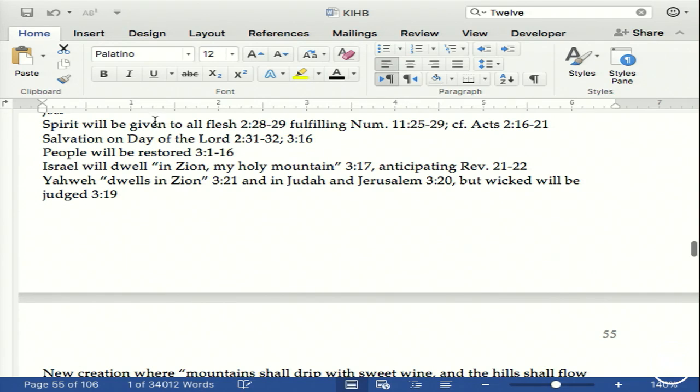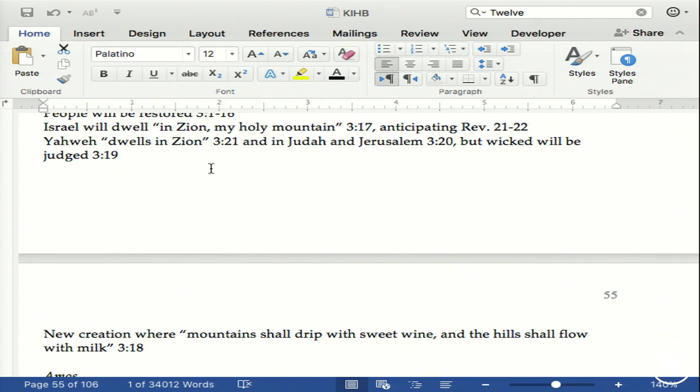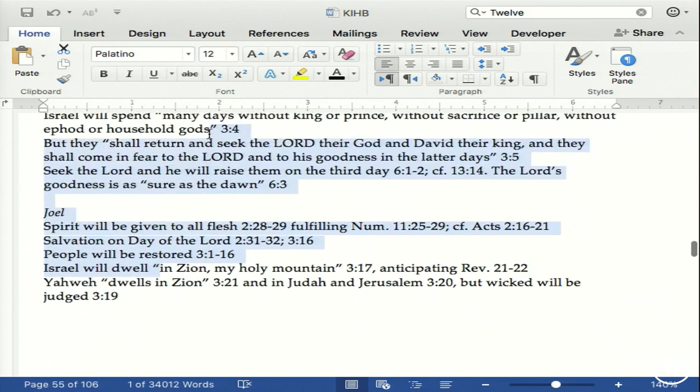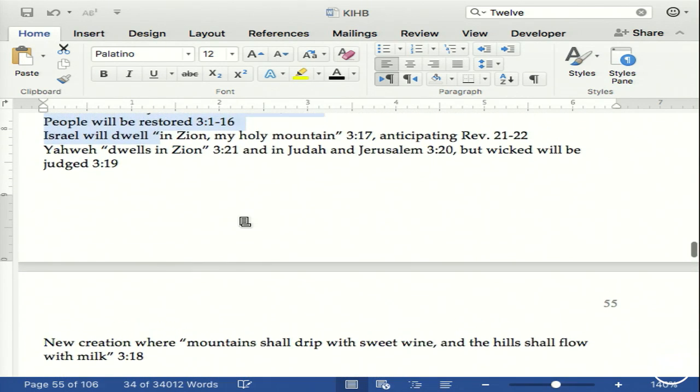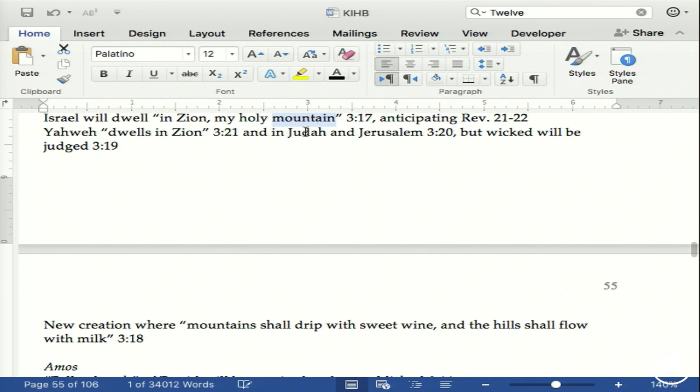Joel, we think of Joel, the great promise of the Spirit being given to all flesh. You're very familiar with that. That there's also salvation on the day of the Lord. The day of the Lord is a day of judgment and salvation for his people. "Israel will dwell in Zion, my holy mountain." So there we pick up, right? There's going to be a new Garden of Eden, isn't there? The holy mountain is the holy garden. Yahweh dwells in Zion. Yahweh dwells in the new Jerusalem.